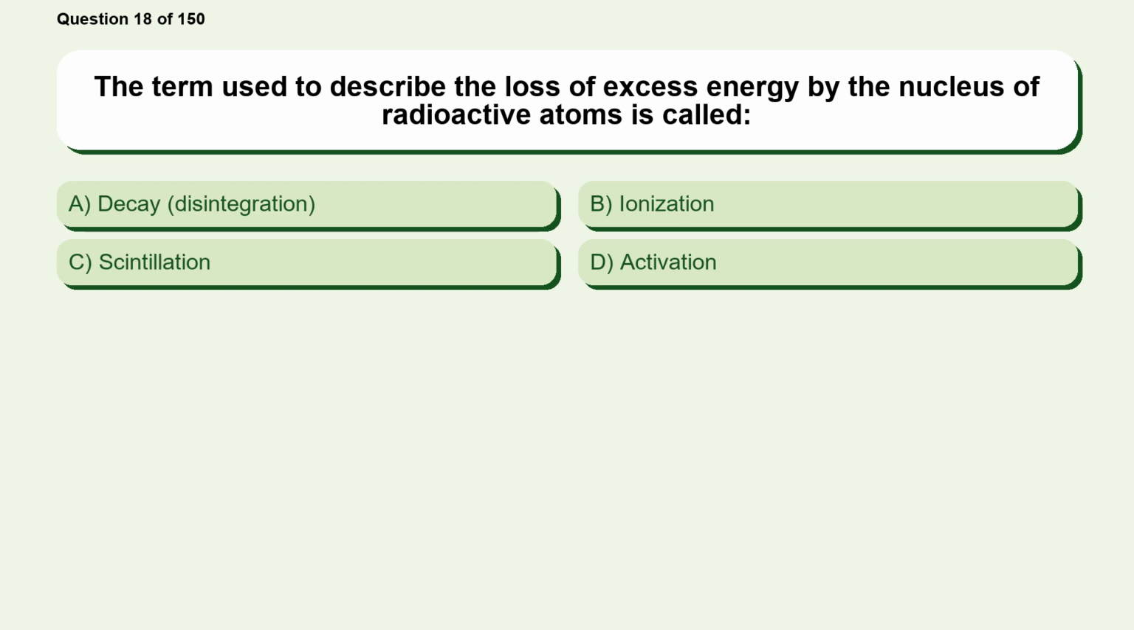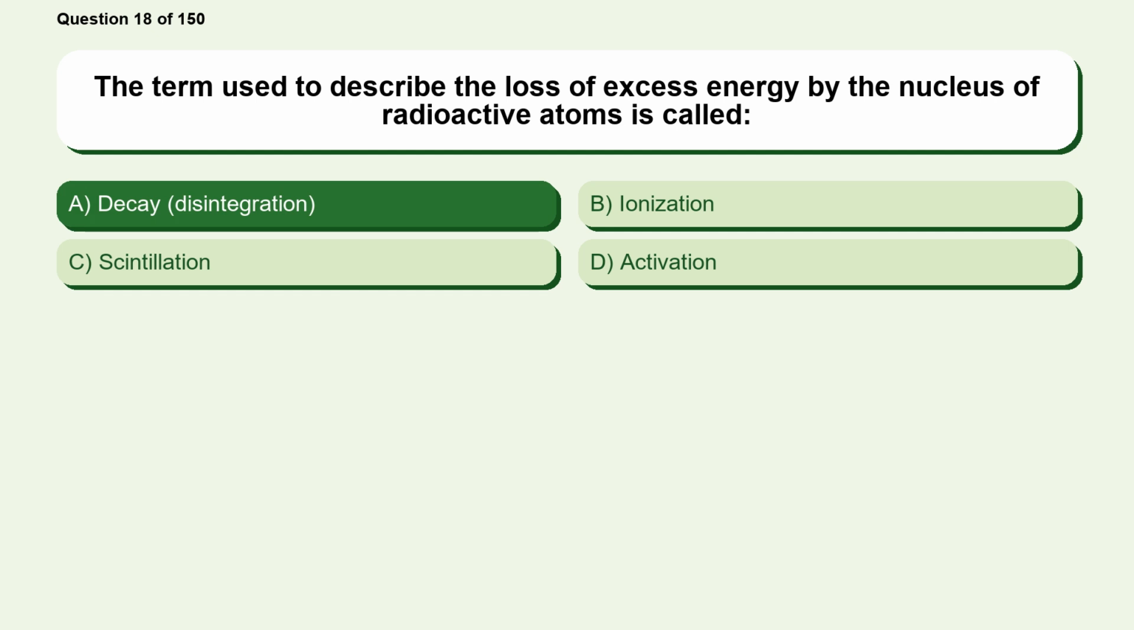Question 18. The term used to describe the loss of excess energy by the nucleus of radioactive atoms is called: Option A, decay, disintegration. Option B, ionization. Option C, scintillation. Option D, activation. The correct answer is option A, decay, disintegration.